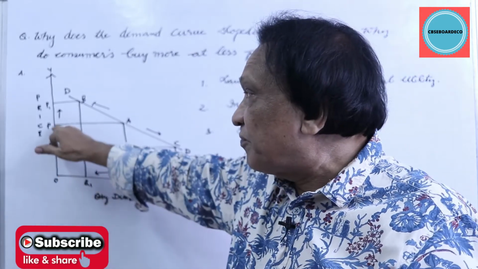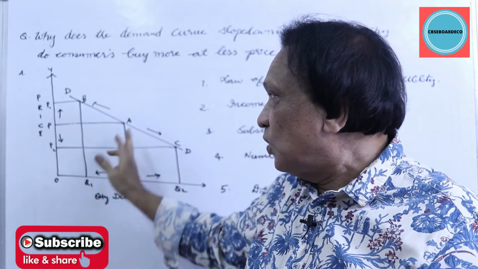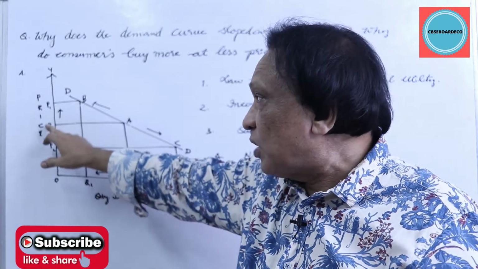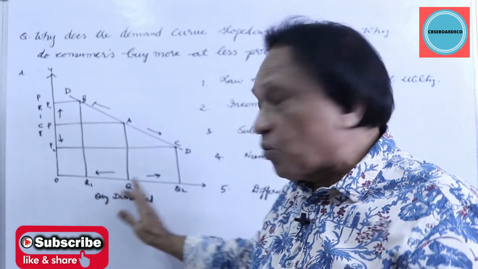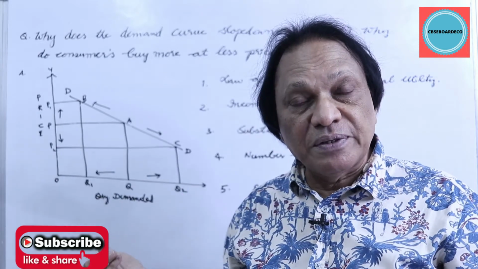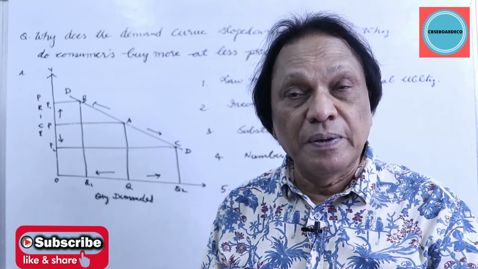The price has gone up from OP to OP1. The quantity has come down from OQ to OQ1. We moved from A to B along the demand curve. The price has come down from OP to OP2. The quantity has gone up from OQ to OQ2. So this is the law of demand. It merely shows the inverse relationship between price and quantity demanded.